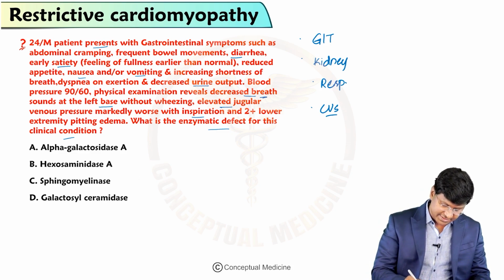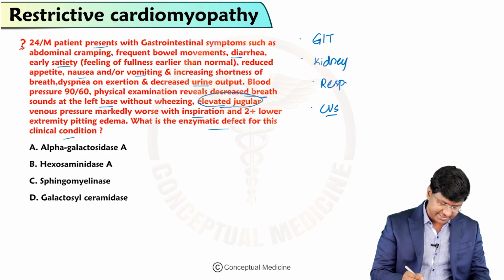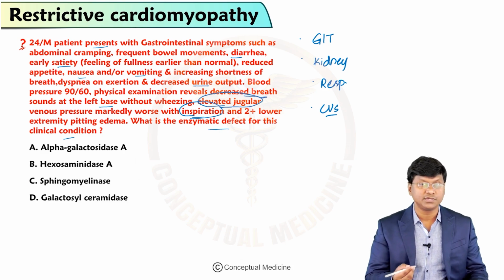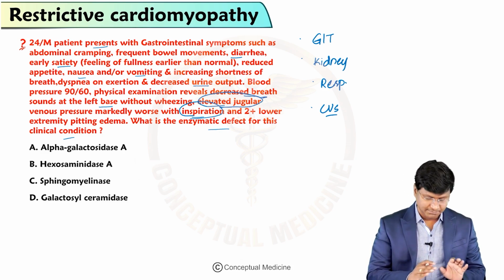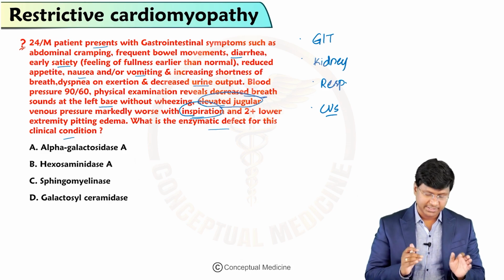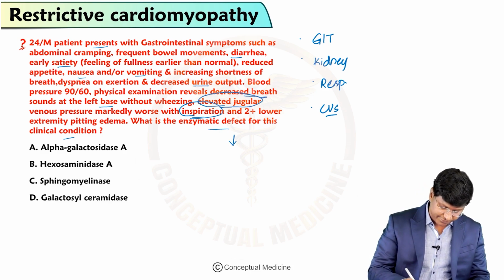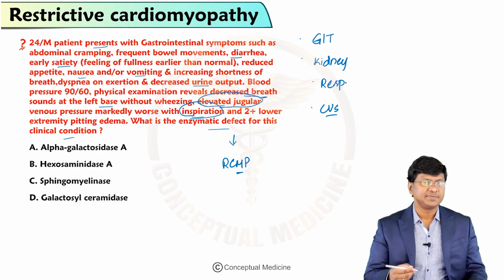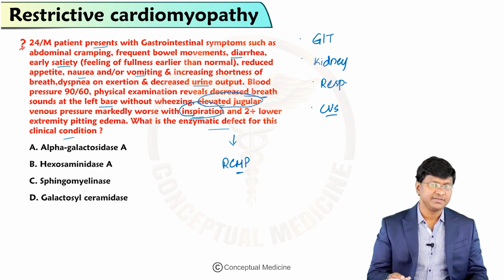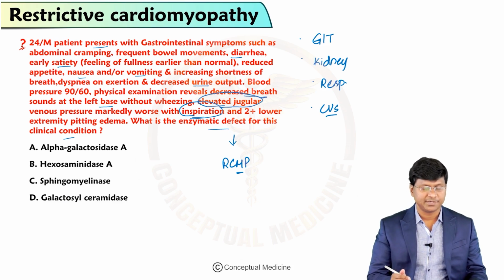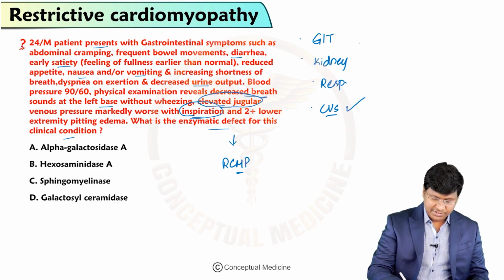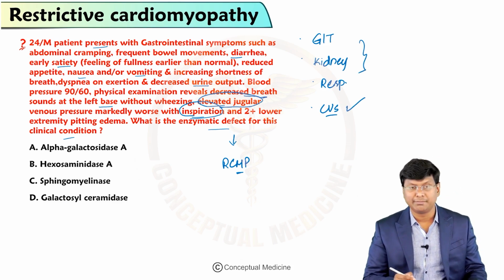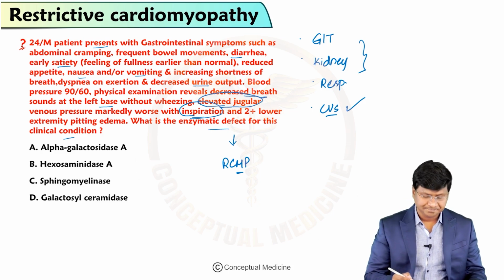And even if you take the JVP, what is happening? The JVP is getting elevated with inspiration. So what is this suggestive of? This is suggestive of the Kussmaul sign, right? So it is the disorder with the diagnosis of restrictive cardiomyopathy. And you need to know what is that particular enzymatic defect that can make the individual develop the restrictive cardiomyopathy. So along with the cardiac manifestations, there are also multiple systems which are being affected.